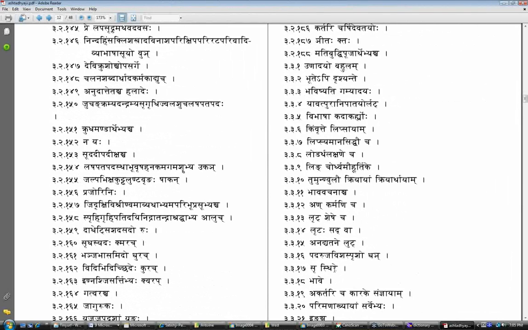And akartari cha karake sanjnayam. I think we discussed last time that when we add any affix, we have to ask in what meaning that affix is coming. We say the word matihi. What is the meaning of matihi? You might know the dhatu is man and the pratyaya is ktin, but what meaning is it being used in? Dhatu man is to know or to think, so matihi can be just thinking, but a lot of the time matihi means intelligence. How do you get the word intelligence from dhatu man? It is that by which you think. By means of which you think is called matihi.